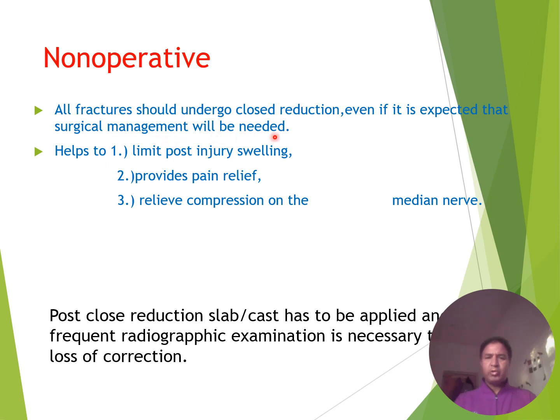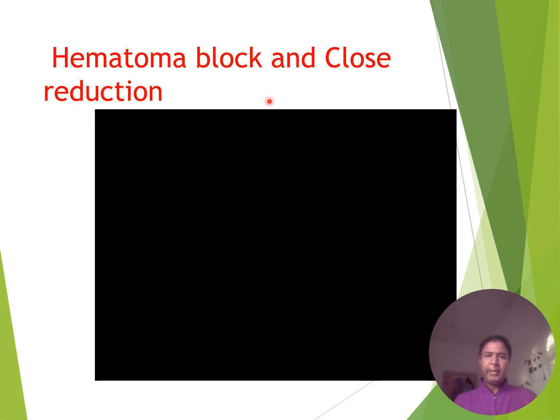All fractures should undergo closed reduction, even if it is expected that surgical management will be needed. It helps to limit post-injury swelling, provides pain relief, and relieves compression on the median nerve. Post closed reduction, a slab cast has to be applied. Frequent radiograph examination is necessary for loss of correction. Hematoma block for closed reduction.